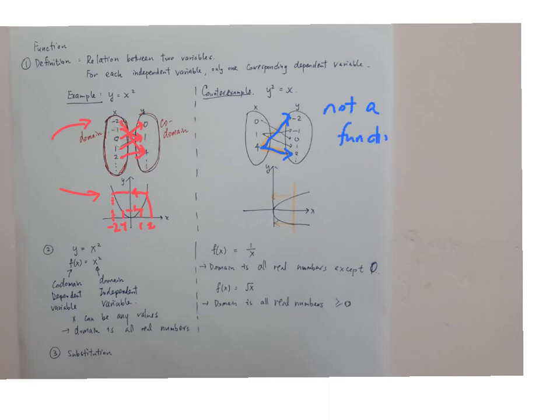Even if you look at the graph here, you can see that if x equals 4, y can be 2 or -2. So you can also see that for each independent variable, there is more than one corresponding dependent variable. So again, this is not a function.